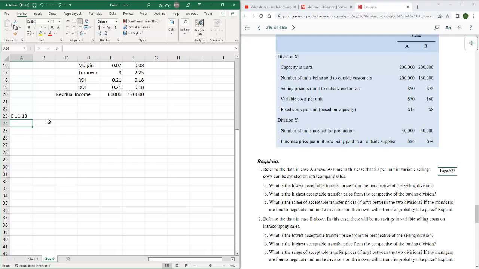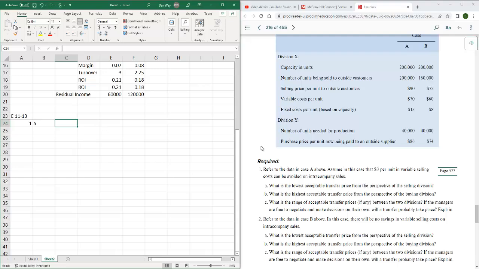Part A, so this is 1A, said what's the lowest acceptable transfer price from the perspective of the selling division? That's Division X. Thinking back to what you read in Chapter 11 or was covered in notes, the lowest acceptable transfer price from the seller is always going to be the variable cost per unit plus the opportunity cost, if you will, of selling to the internal customer rather than the external customer. So that's the opportunity cost of any lost sales to outside customers by doing this transfer internally. So let's see what that is for this first scenario.